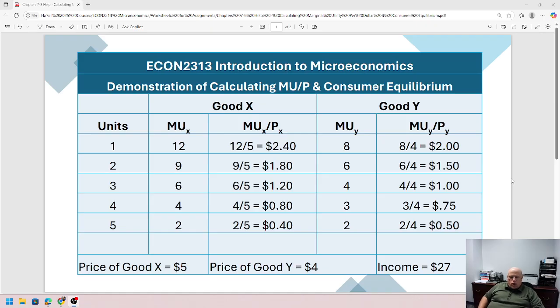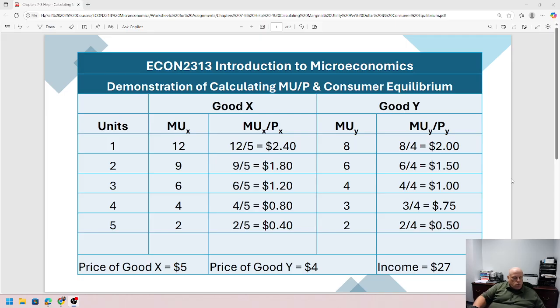In this video, what I'm going to do is give you a demonstration of how to calculate the marginal utility per dollar and the consumer equilibrium point, which is basically what you're going to have to do for question 4, which is problem 7.2 on page 141 in the textbook.